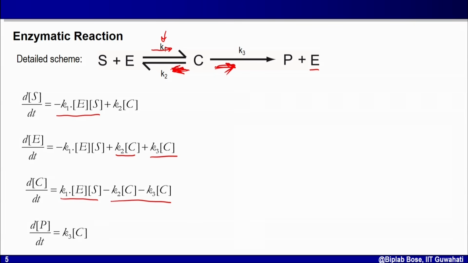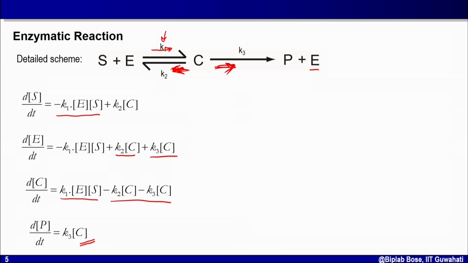Now let us look at the product. Remember, look into the scheme. Product is formed only by this unidirectional process from C to P. So it is simple, dP/dt, the rate of change of concentration of P, is equal to K3 C. That's all. I have written down the ODE for all these four dependent variables S, E, C and P.